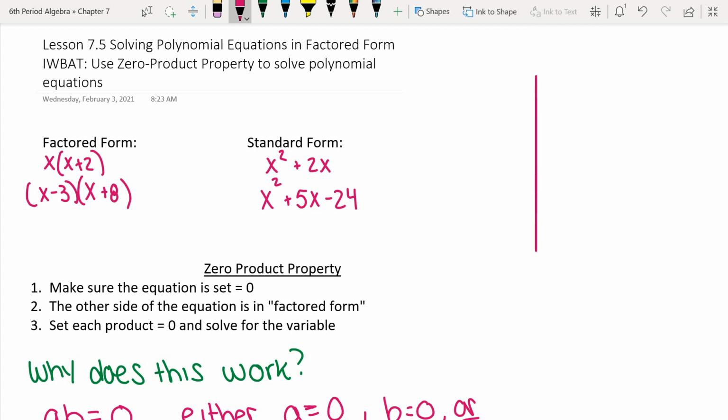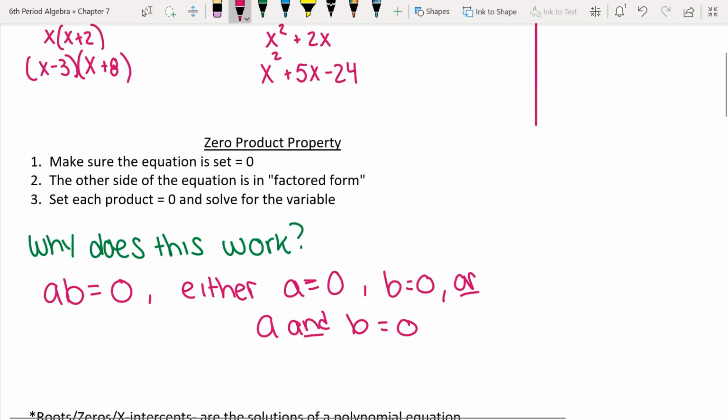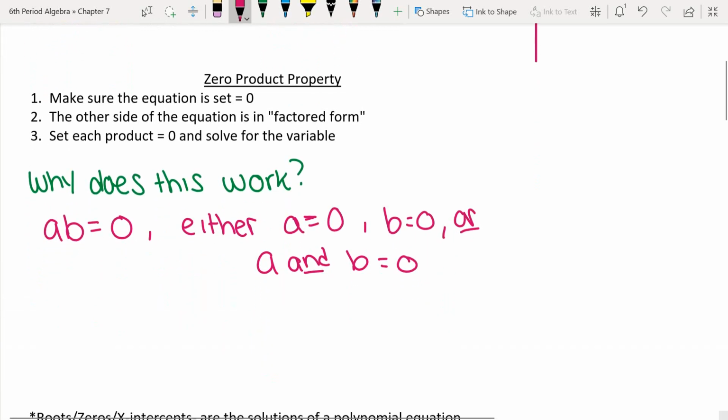But for all of our problems today, our problems will already be in factored form, so it makes our life a bit easier. If at any point I go too fast and you need to pause to copy stuff down, please do that. I am going to start to scroll a little bit, and we're going to talk about what is this zero product property.